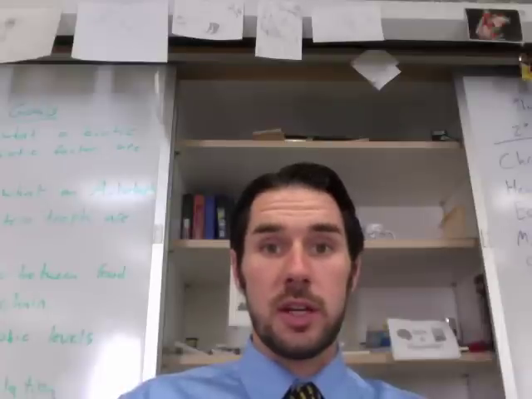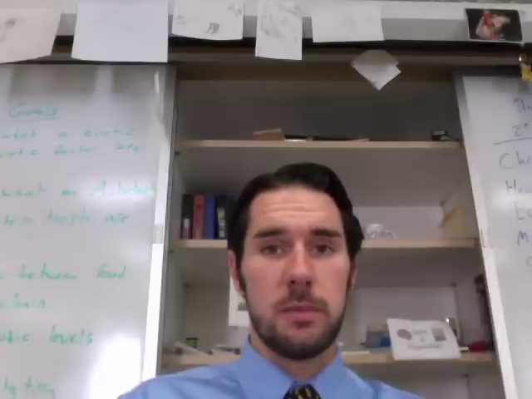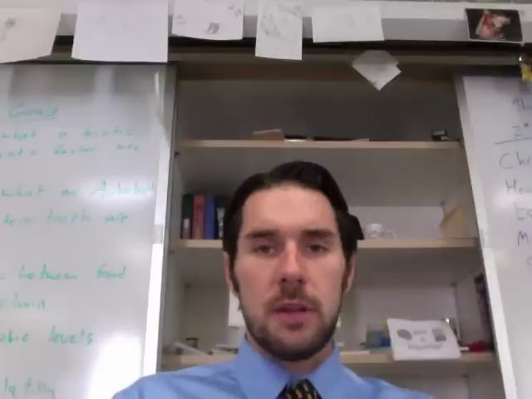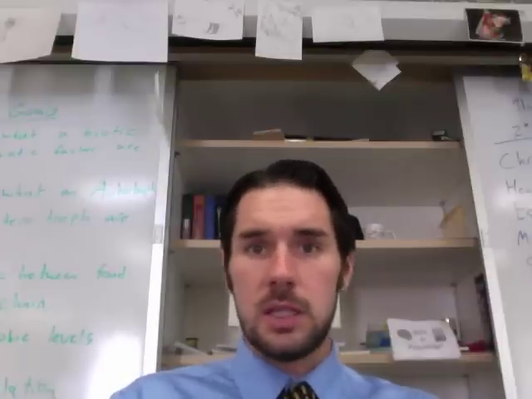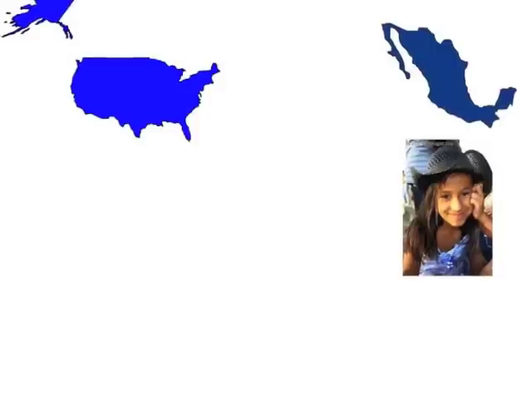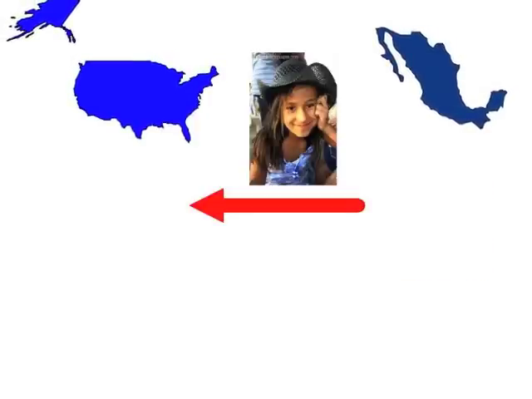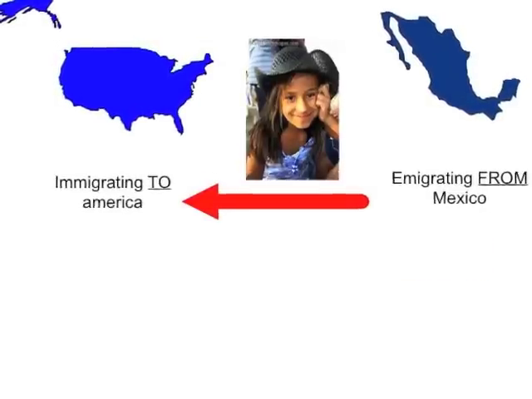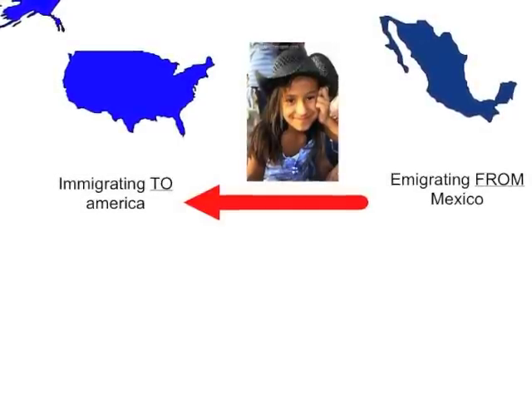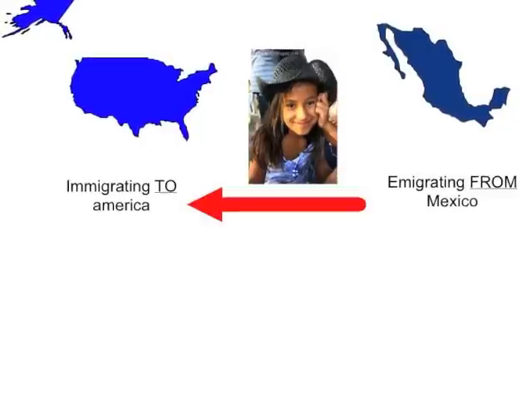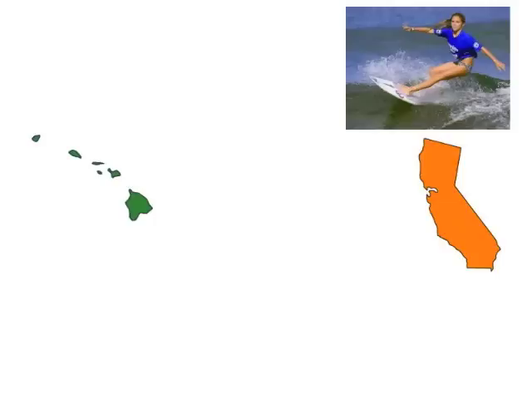Now, the words emigration and immigration can be very confusing for some people because they sound so similar or unfamiliar. We're going to dive in with a couple examples so that you can see the difference between the two words. Let's say we have a girl who lives in Mexico. She decides to come to the United States. Because she is leaving Mexico, she is emigrating from Mexico, and since she is coming to the United States, she is immigrating to the United States. Can you tell me where the surfer girl is immigrating to and emigrating from?